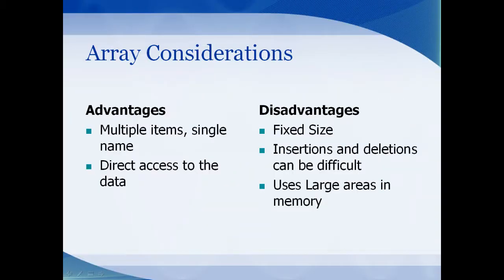So the advantage to an array is you can store multiple items in a single name. Data can be accessed directly using an index value. Now there are a few drawbacks to the array. That is that it's a fixed size, so you can't just add and delete items very easily, especially if you exceed the size of the array. Another disadvantage is the fact that all the memory locations are sequential, so it uses up a large chunk of memory.